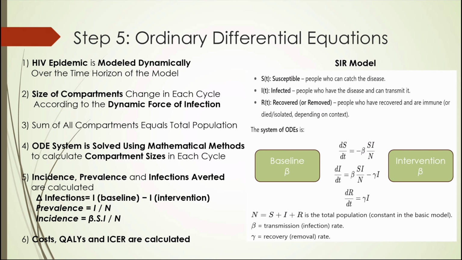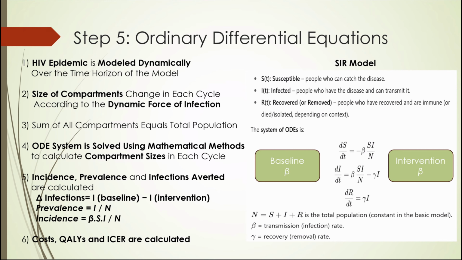For instance, for infections averted, we should calculate the difference between the number of infected people in the baseline scenario versus the number of infected people as a result of our intervention. We can also calculate how prevalence is different and how incidence is different, because we have all the compartment sizes. And we use mathematical methods for solving the system of ODEs to come up with these compartment sizes.